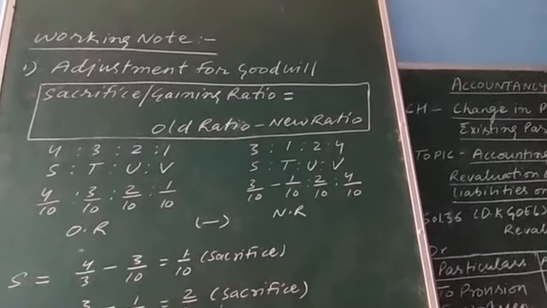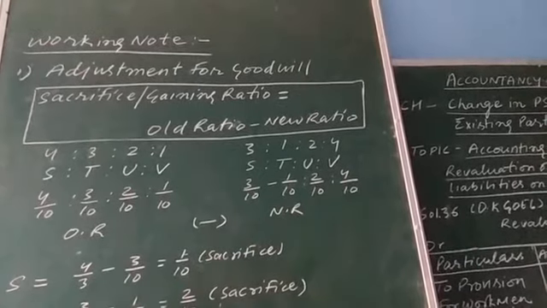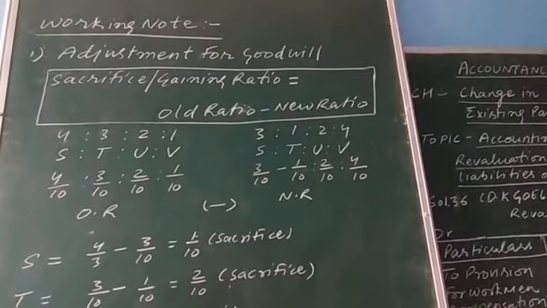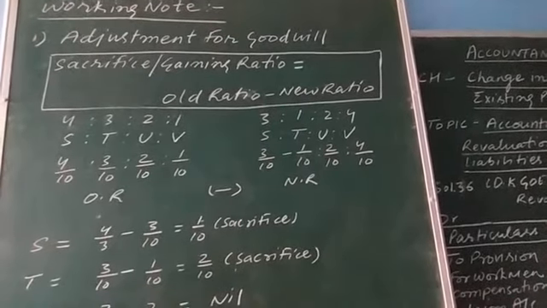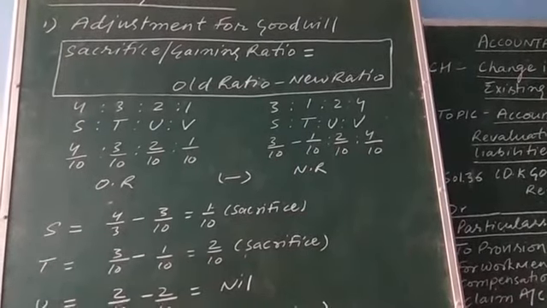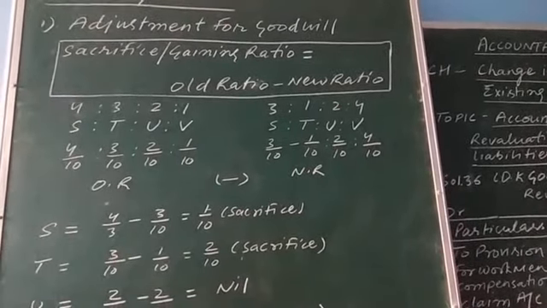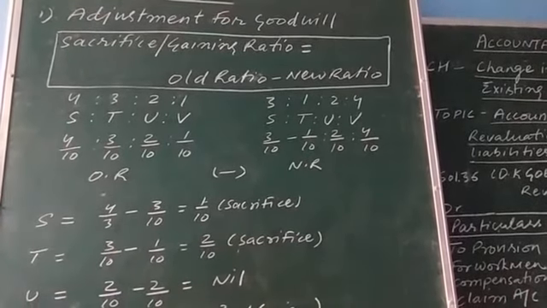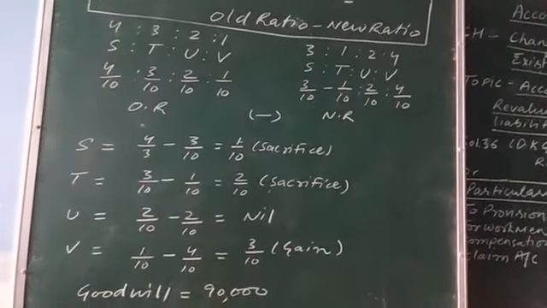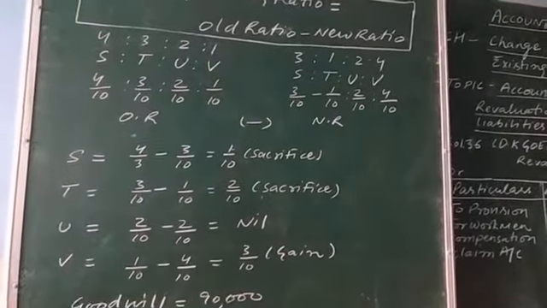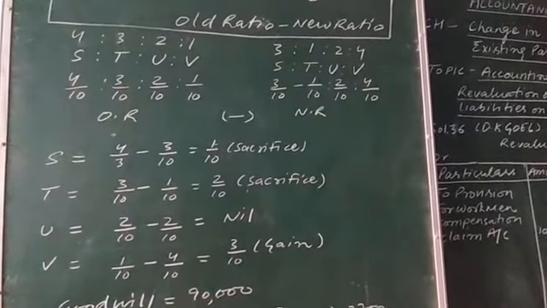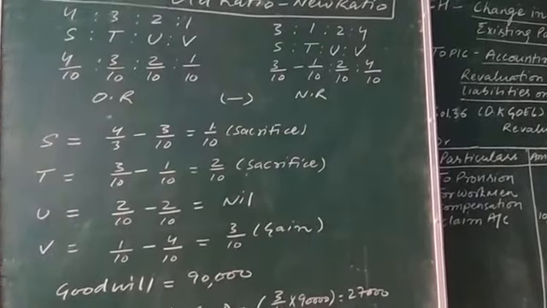Okay, the formula I already told you: old ratio minus new ratio. The old ratio between S, T, U, V is 4:3:2:1 and the new ratio is 3:1:2:4. We have to subtract these both ratios, and if the answer is in negative figure, then it means that the concerned partner is gaining, and if the answer comes in positive figure, then it means that the particular partner is sacrificing.